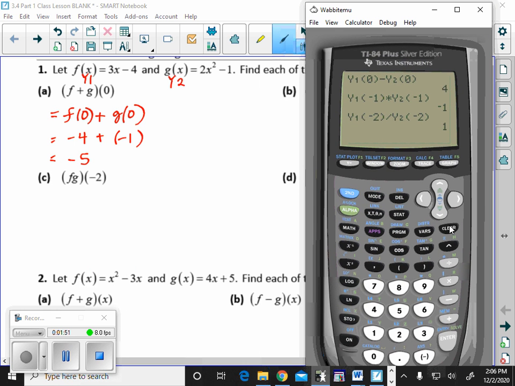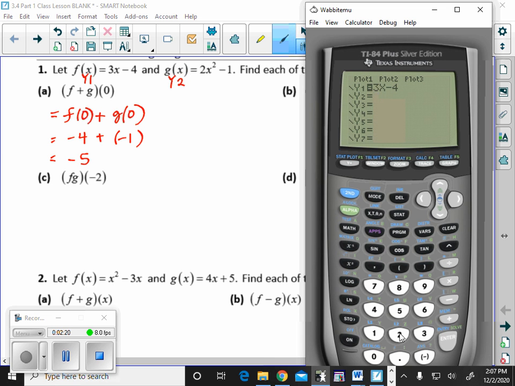Go ahead and clear your home screen. So press clear right when you turn it on, and then press this y equal button up here and clear what you have in your y equal. Now stay on this y equal button, and let's type f of x into y1. So f of x is 3x minus 4. And now let's type g of x into y2: 2x, and if you want to square your x, you can press the x squared button, minus 1. Then move away, and you can see both of those typed in correctly.